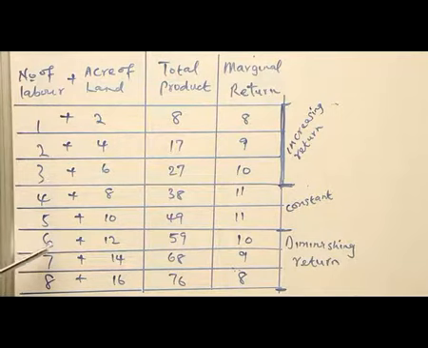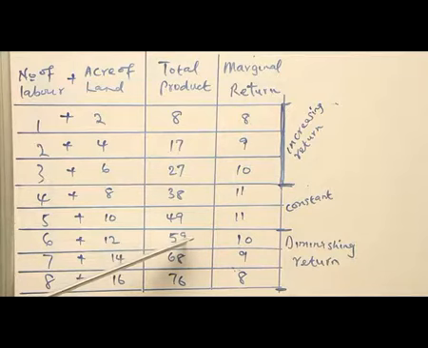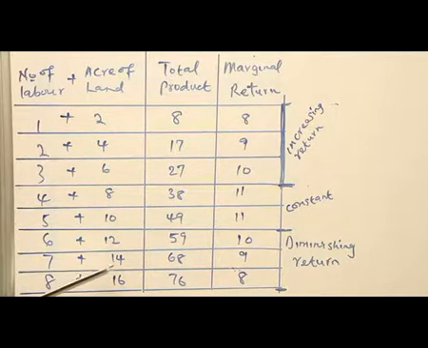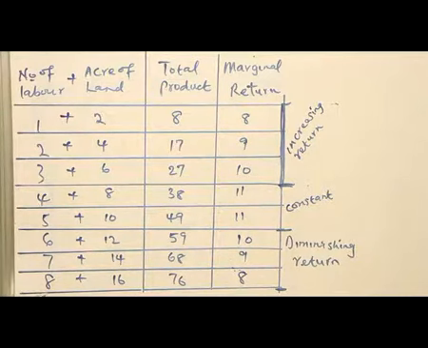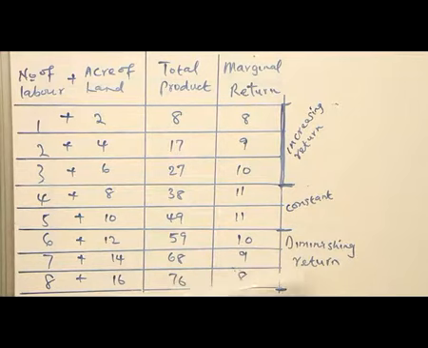Looking at scale 6, where we have 6 labor with 12 acres of land, the total product is 59, while the return happens to be 10. Scale 7, 7 workers plus 14 acres of land. We have total product to be 68, where the marginal return happens to be 9. The 8th scale happens to be 8 workers plus 15 acres of land. Total product happens to be 76, where the return is 8. Looking at this area, we have diminishing return.